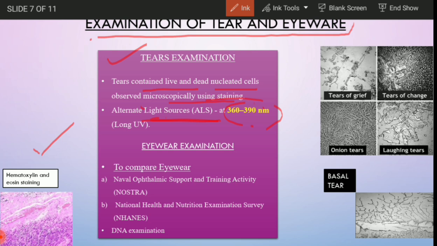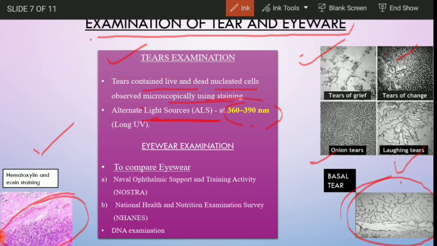This is hematoxylin and eosin stain. This is how tears appear. Then different types of tears show different microscopic structures when examined under the microscope. Like these are the tears of grief. These are tears of some change. These are the tears of onion. These are the tears of laughing, and these are the basal tears.